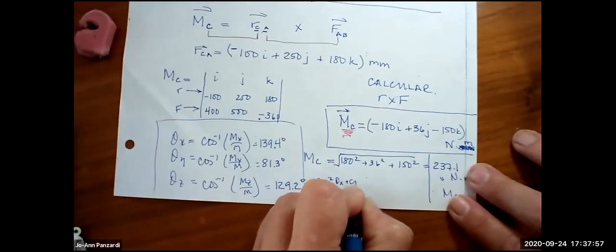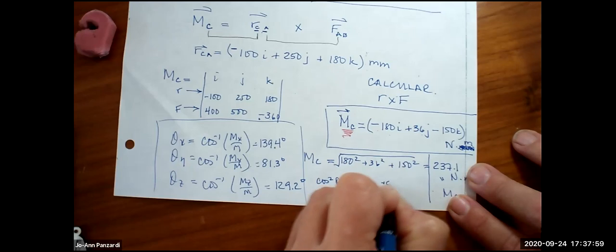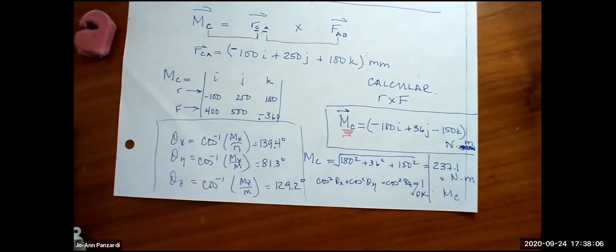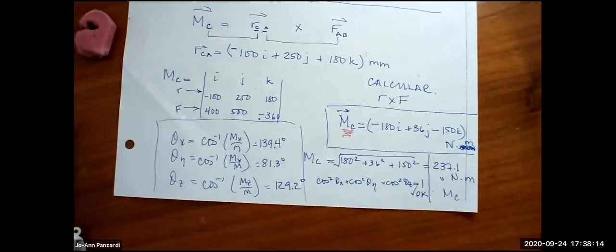Cosine squared theta x plus cosine squared theta y plus cosine squared theta z is equal to 1, and it works out. Actually, somebody should check. What's the other check we could do? Oh no, you didn't do it. No, I didn't, but I'm going to say it's okay. All right.